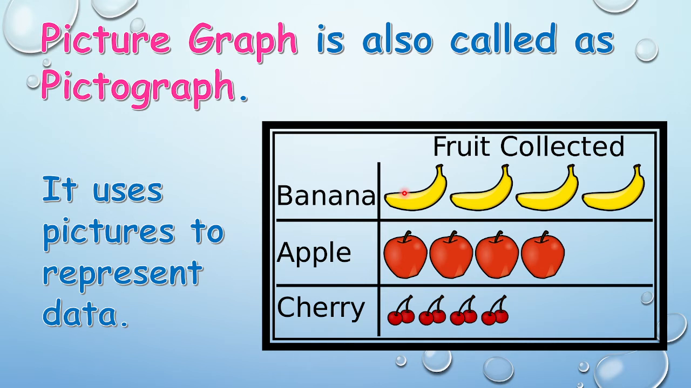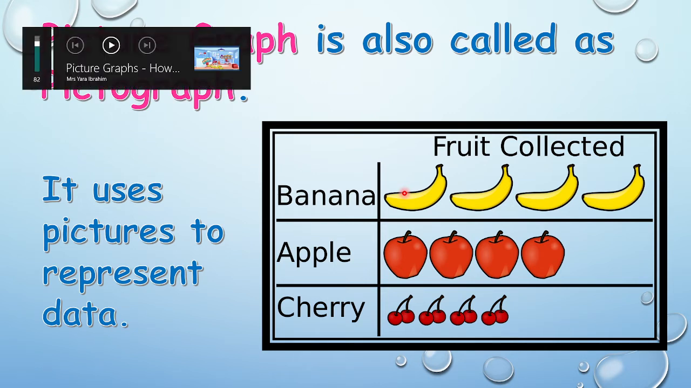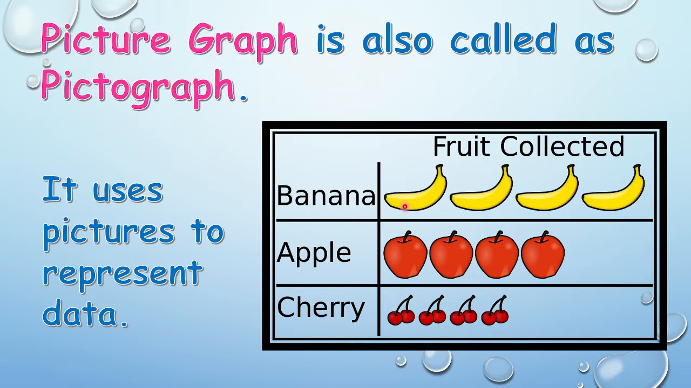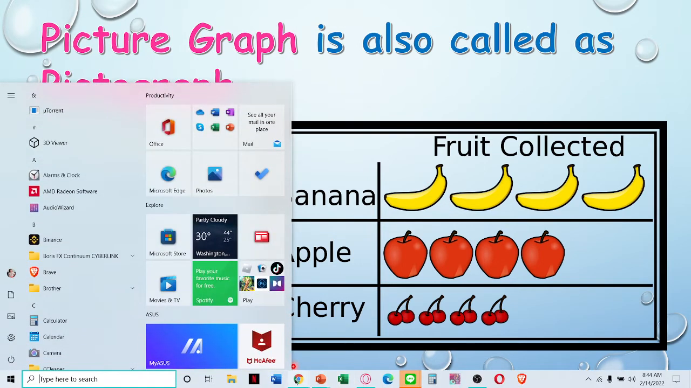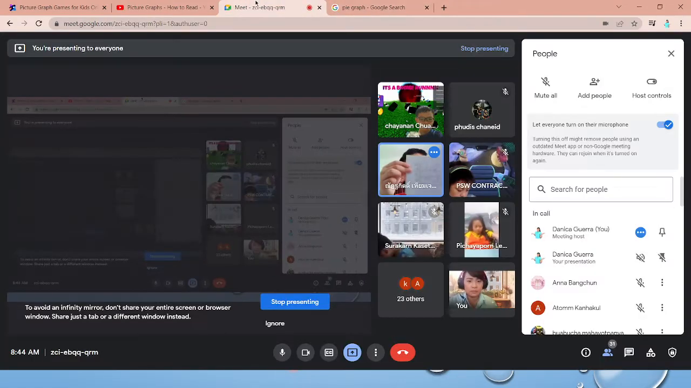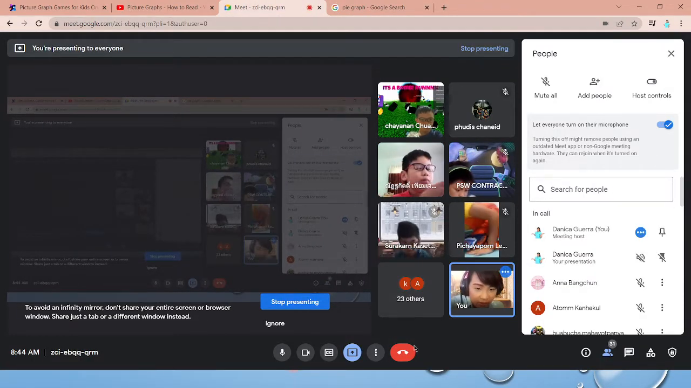Okay? Sometimes we use pictures that can represent one object. Sometimes each picture represents 2, 3, 4, 5. It depends. Yes, that's also a graph, the one with lines.